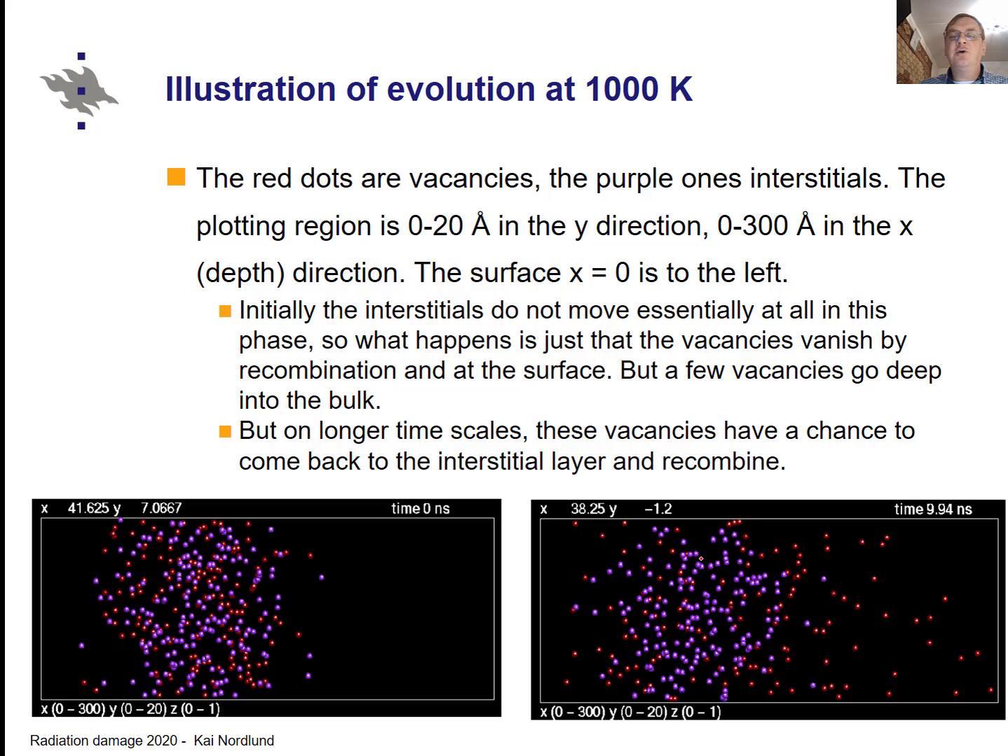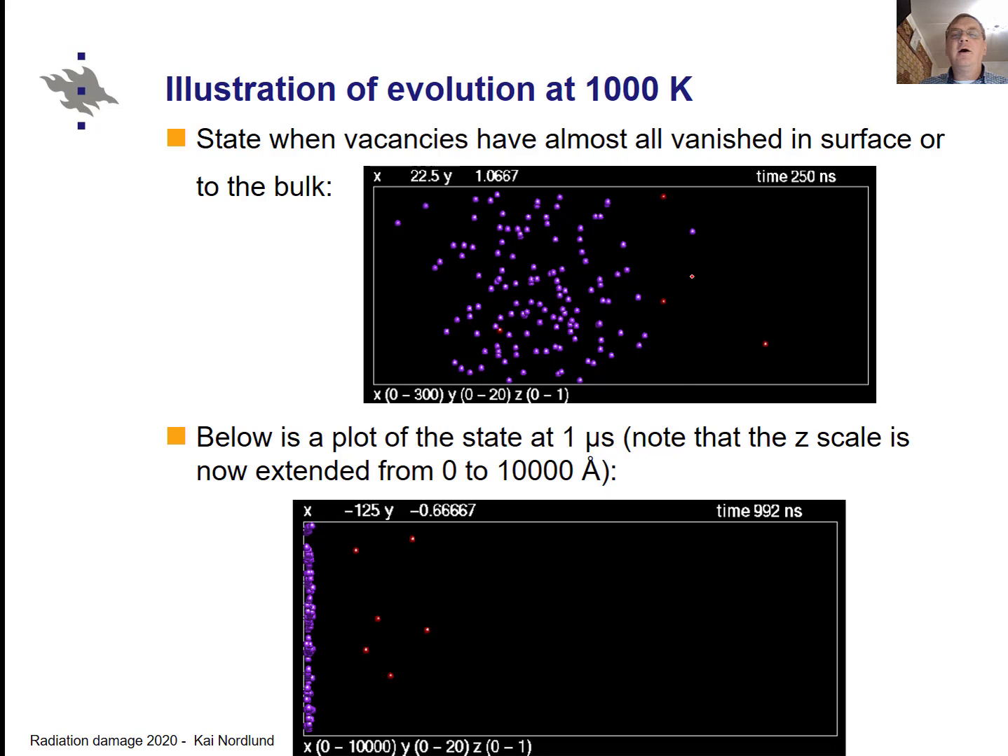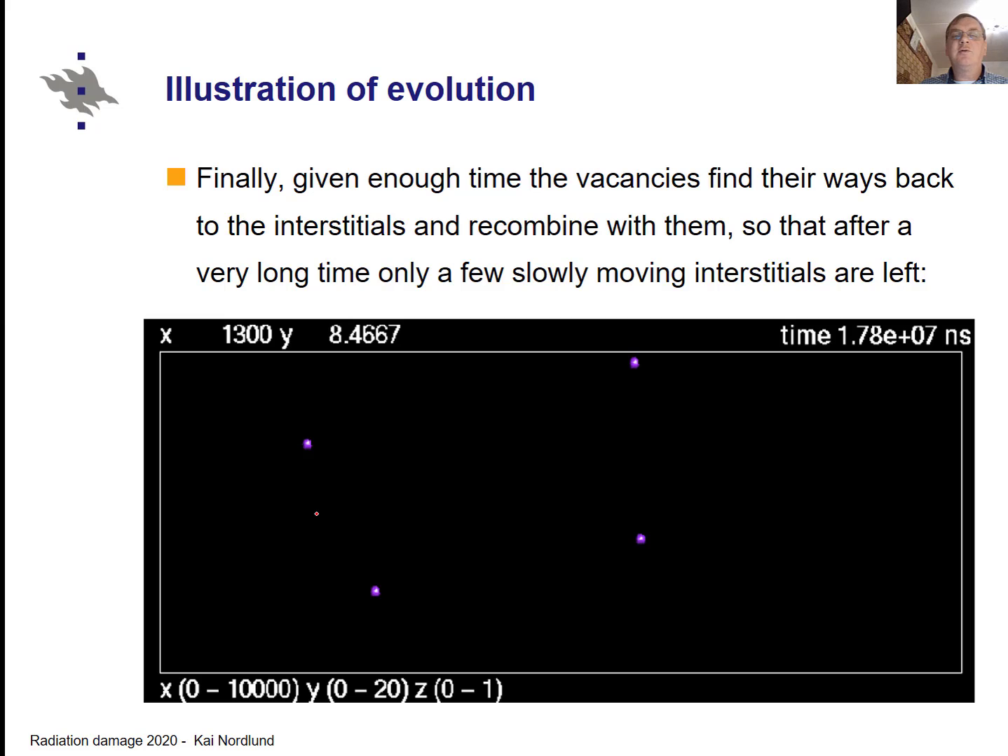Initially the interstitials barely move at all because the vacancies move much faster. But after a while, almost all vacancies are gone or have gone to the bulk, and changing the scale, one sees what you have. You have these interstitials close to the surface, but then running this for a very long time, the vacancies find their way back to the interstitials and recombine. Eventually the interstitials also become mobile and go to the surface, and in the end one has only a very few slowly moving interstitials left.